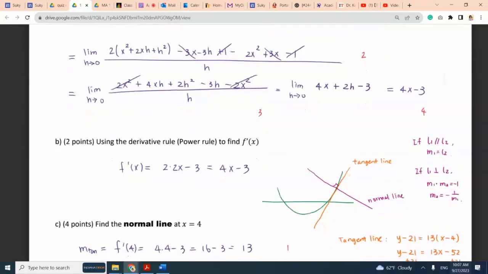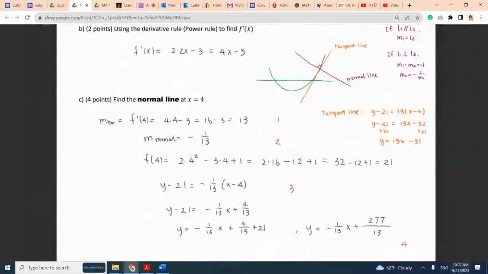Okay, and part C, I asked you to find a normal line, but if you answered with the tangent line, I didn't take off any points. Okay, so the tangent line is tangent to the curve at that point.